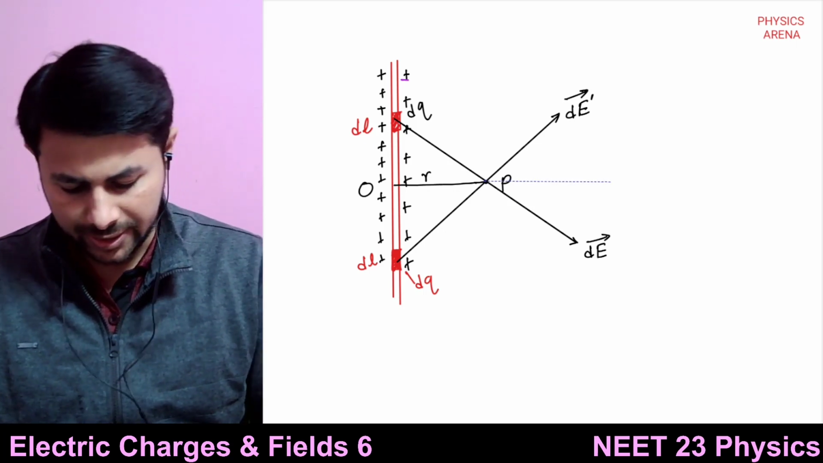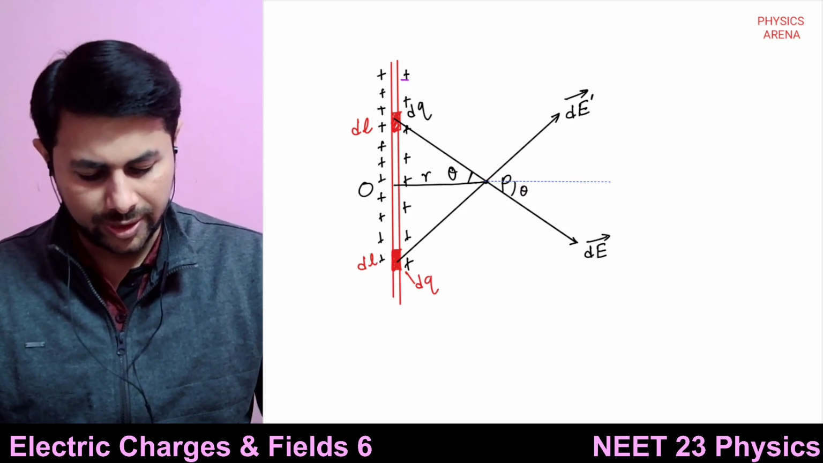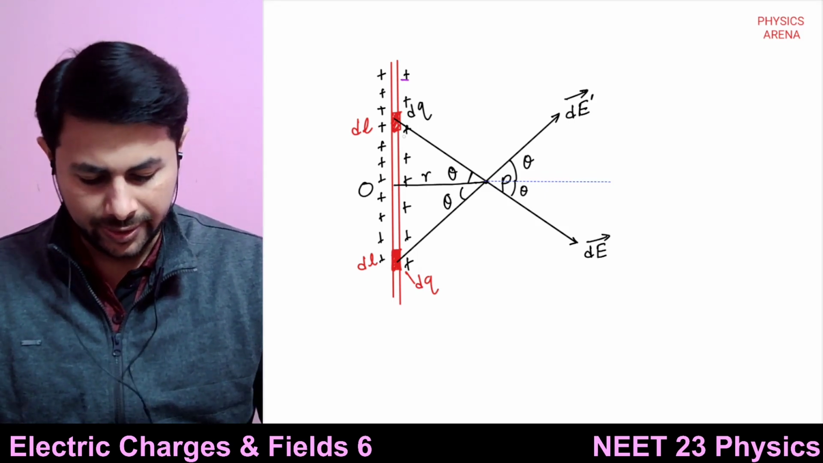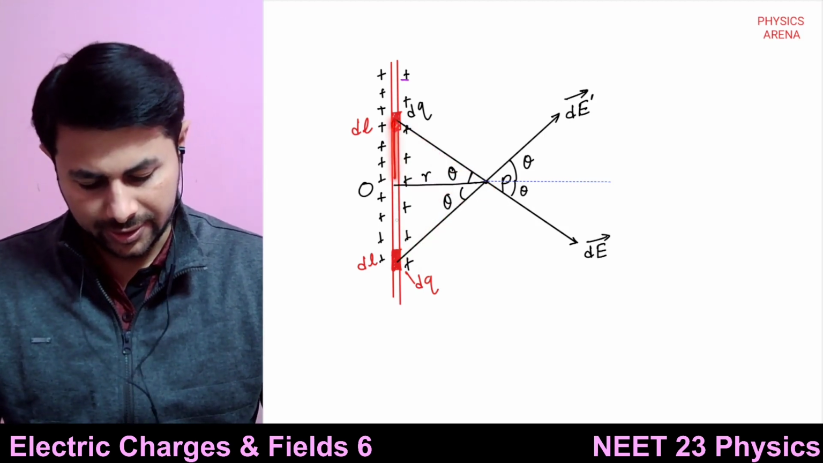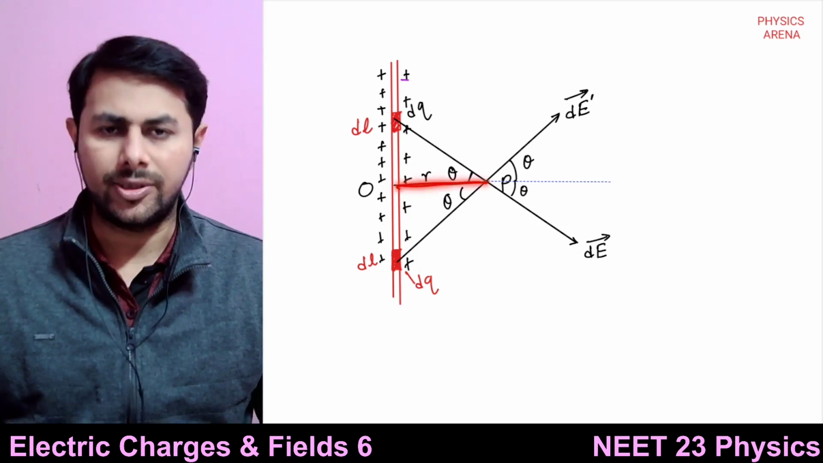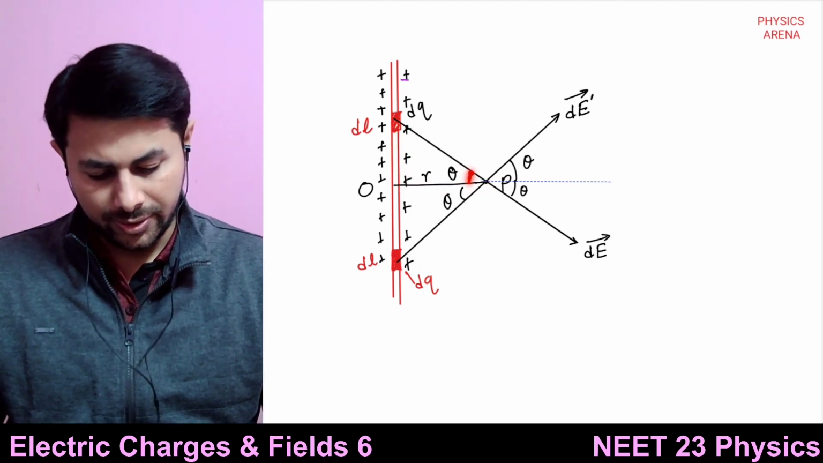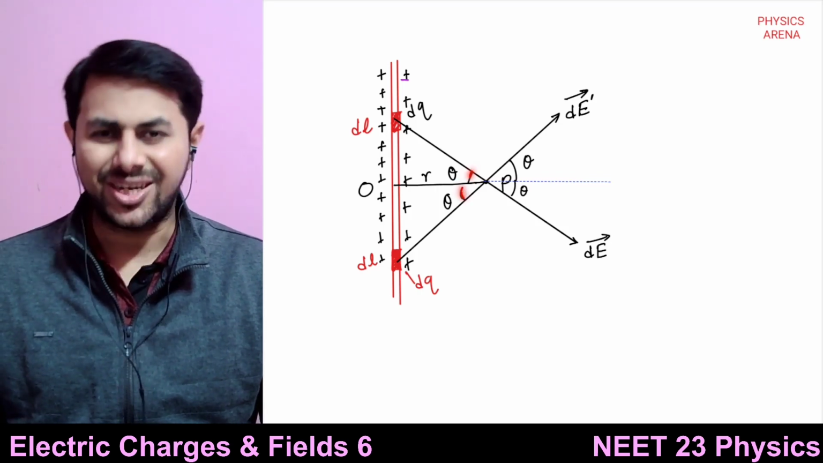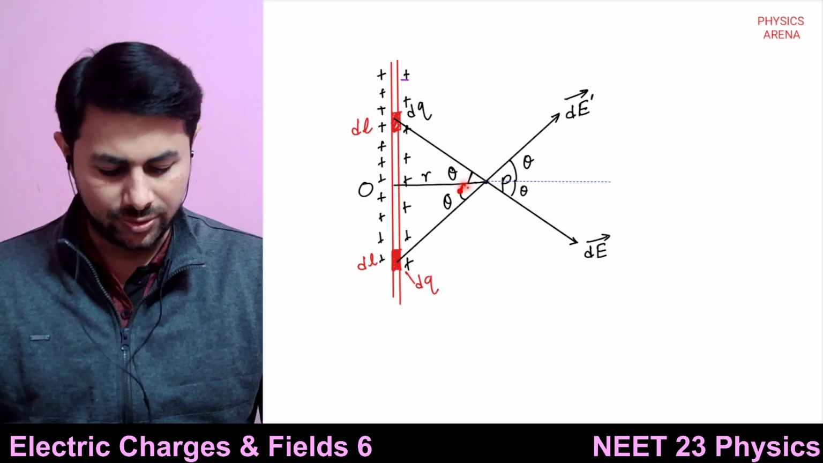So how much would be the resultant electric field? For that, let's consider this angle to be theta. This angle is also theta. Why? Because these two triangles would be congruent. See, this distance is the same, this is a right angle, this is a right angle, and this side is common. So these two triangles are congruent by the SAS test. So these are corresponding angles of congruent triangles, so these two angles are equal.